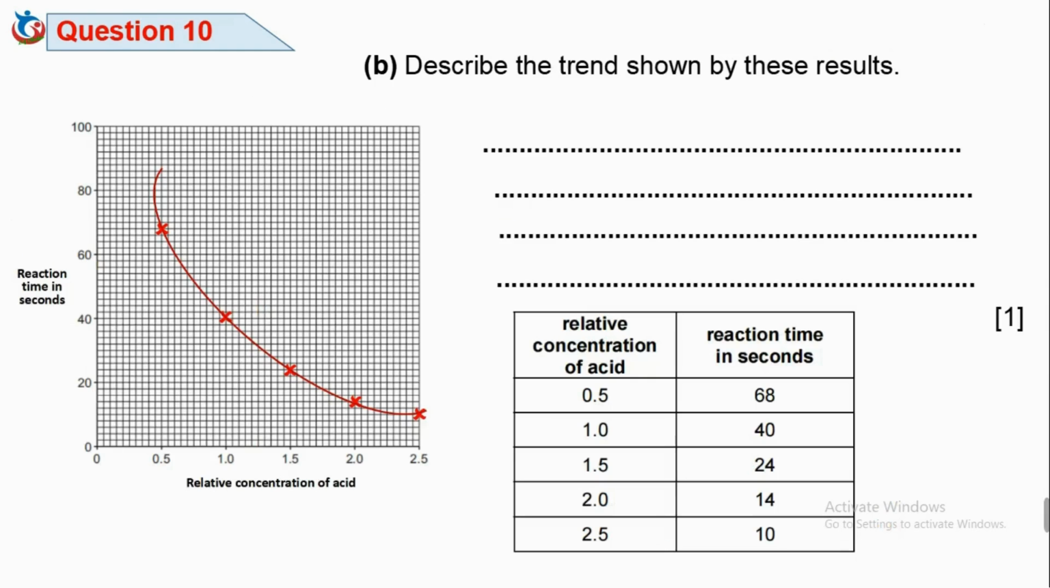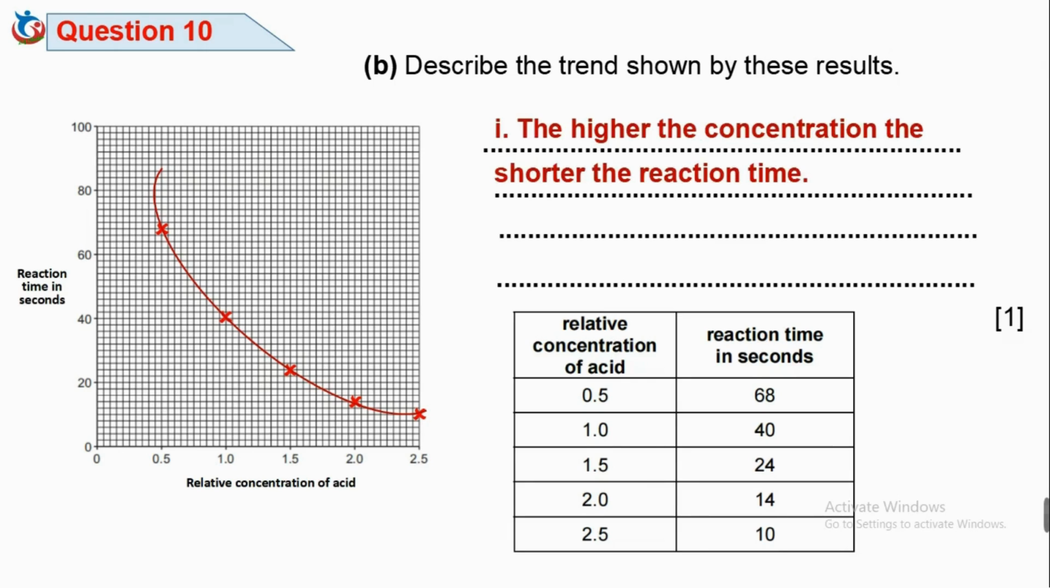Question 10b. Describe the trend shown by these results. From the table of results on the graph, we can observe that 1. The higher the concentration, the shorter the reaction time. 2. The higher the concentration, the faster the reaction.